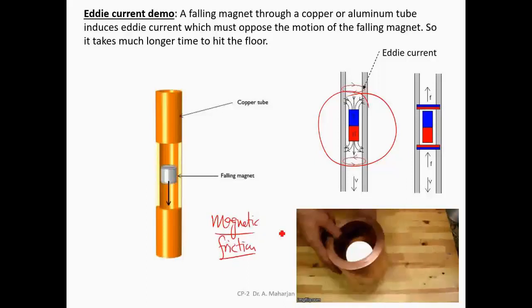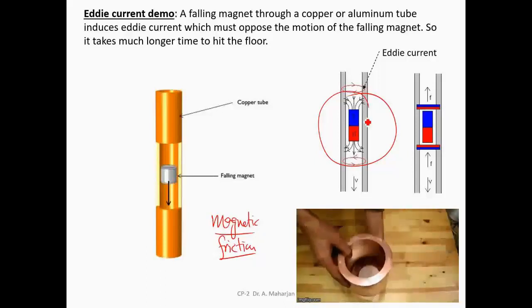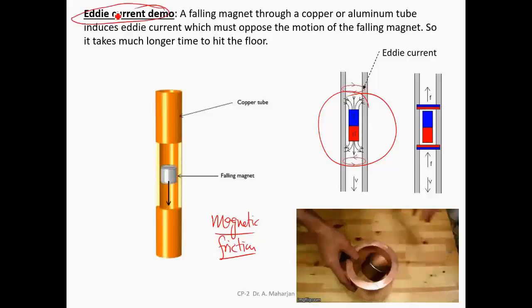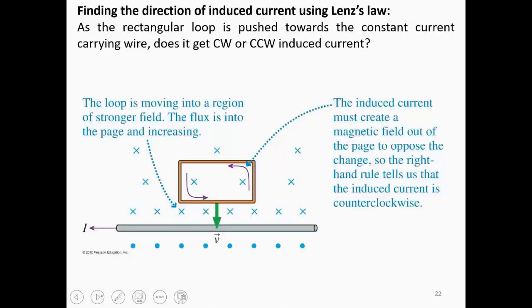Magnetic friction. The induced current here, which will oppose the incoming flux, is also called eddy current. Okay, here are a few questions. Here you have a long straight wire carrying current I, and because of that, it produces a magnetic field. These are the magnetic fields due to the wire on this side.